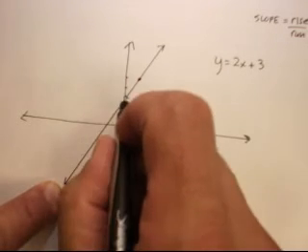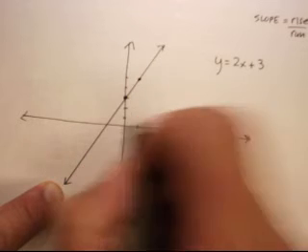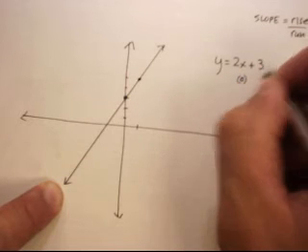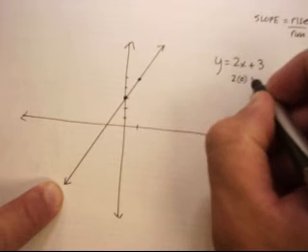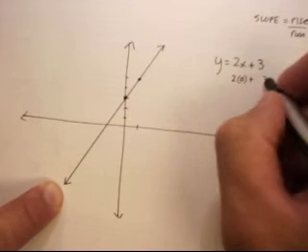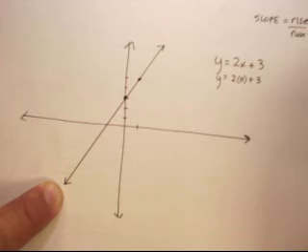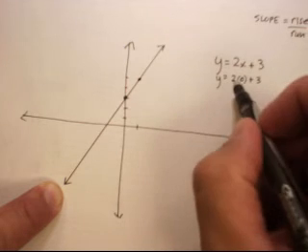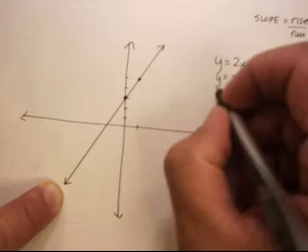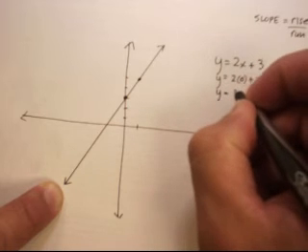Now we know that this particular point is 0 on the x. So I'm going to put in 0 for x, 2 times that. And it's 3 along the y. So I'm going to go 0, 3. And sure enough, y is equal to 2 times 0 plus 3, or y is equal to 3.